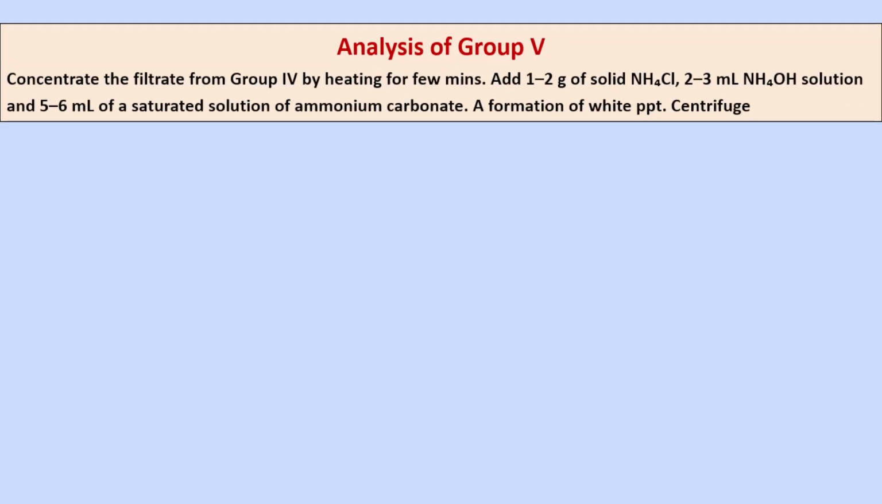Scheme for analysis of group 5. Now we begin the analysis of group 5, which includes barium, strontium and calcium. Take the filtrate of group 4 and heat it for a few minutes. To the hot solution, add 1 or 2 gram of solid ammonium chloride followed by 2-3 ml of ammonium hydroxide and 5 to 6 ml of saturated solution of ammonium carbonate.